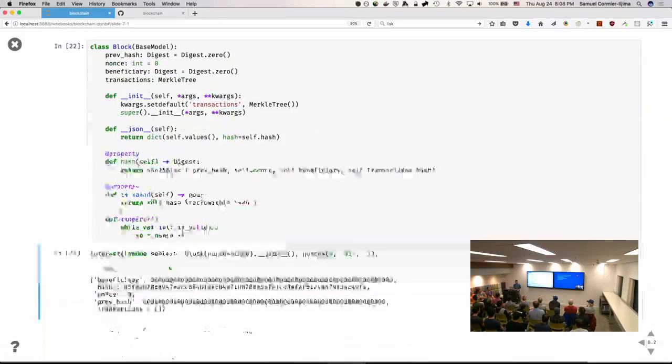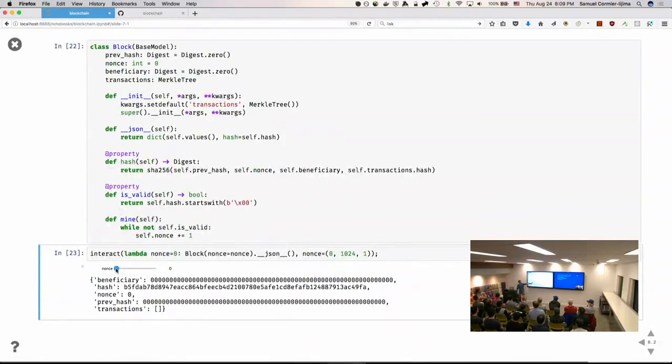Just to show you how that works, here's a default block that I've created. No beneficiary, the nonce is 0, the previous hash is 0, no transactions. Here's the hash. As I change this value for the nonce, the hash changes as well. I'm going to have to keep trying this until I find a value which causes this hash to start with 2 zeros, and I found it. So now this block is valid.